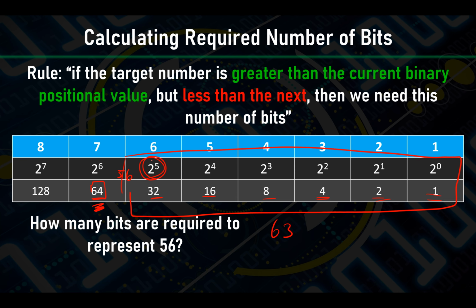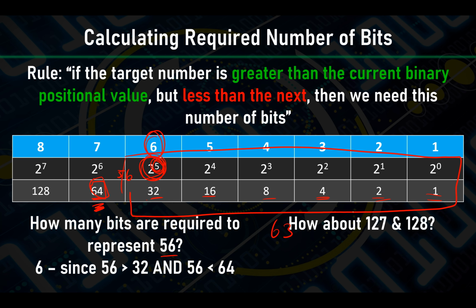Hopefully you can see that if we need 56, we don't need to go to 64, since that's going to be too big. And if we go to 32, using 5, sorry, using 6 bits, then 6 bits is going to be big enough.